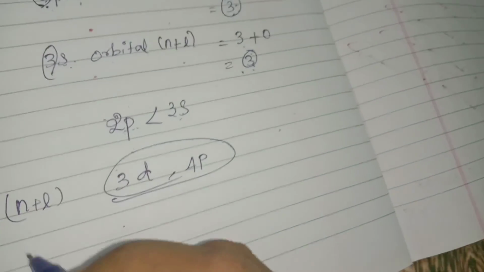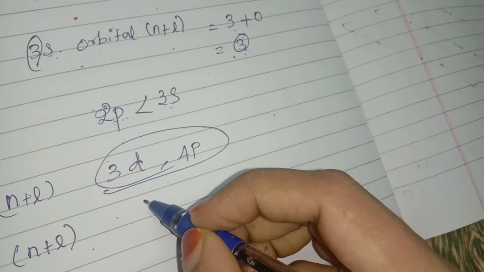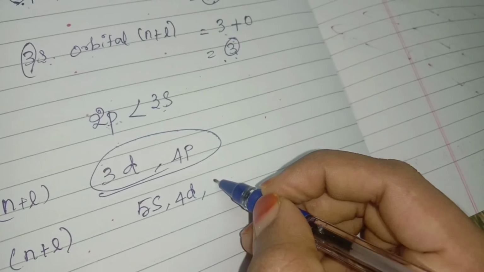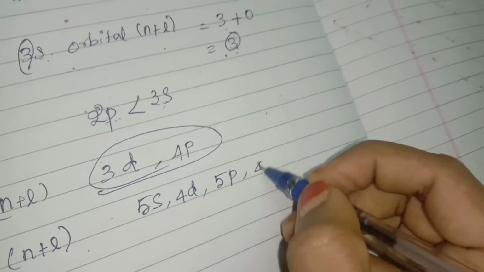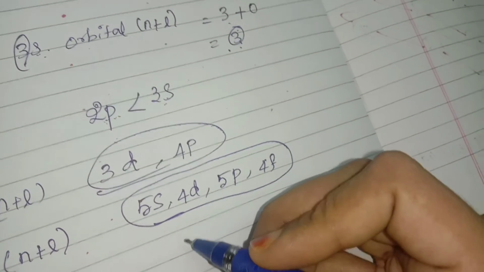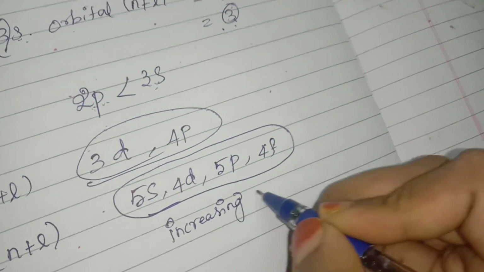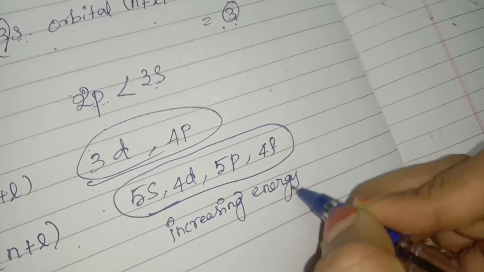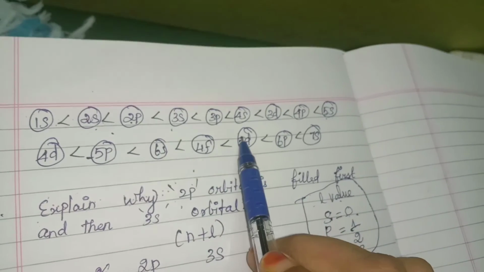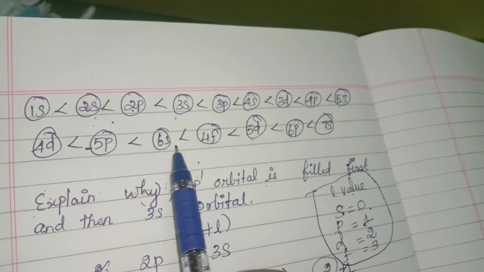And the next sum, the same, by using the n plus l value: 5s, 4d, 5p and 4f. Which orbitals will come first? Arrange them in increasing energy level. Like this you have to arrange the orbitals. Find out the answer and, depending on the n value, arrange the orbitals.